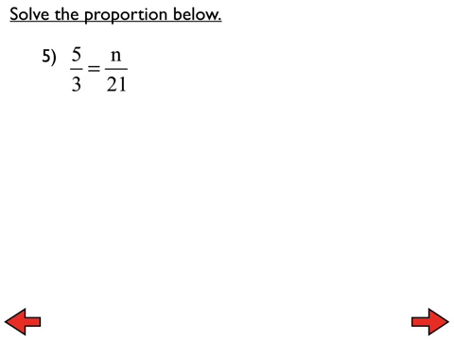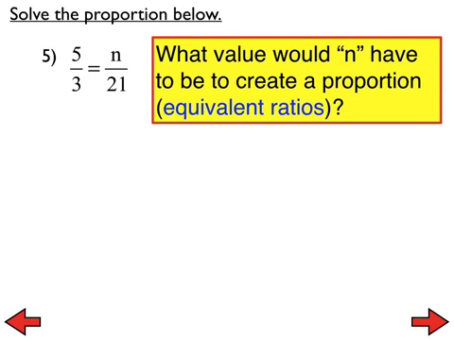Okay, look at number 5. On your notes, I did not finish typing the problem out for you, so please look up there and write it down. And the goal of this one is to solve for n. We want to figure out a fraction that is equivalent to 5/3, where the bottom number is 21. So there's 2 ways to do this. I don't care which one you choose, as long as you show work. Okay, I'm going to show you both.